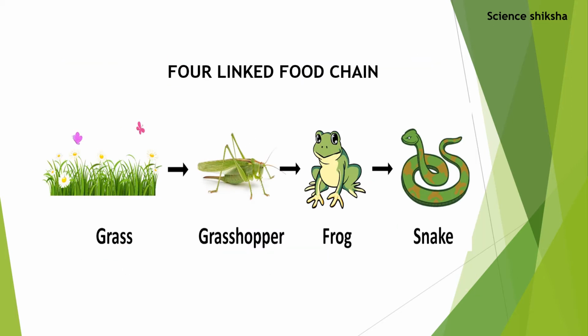Next is the four-linked food chain. In this food chain, four organisms are linked with each other. Here, grass is consumed by grasshopper, grasshopper is consumed by frog, and frog is consumed by snake. So four organisms are linked with each other.